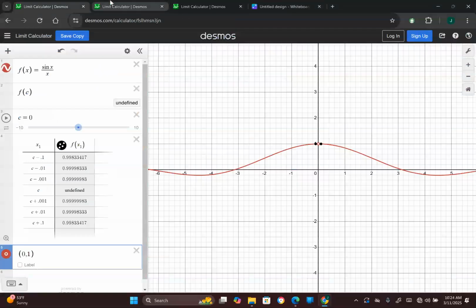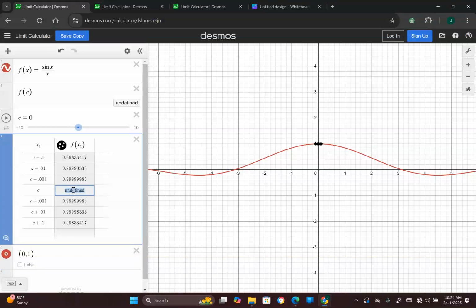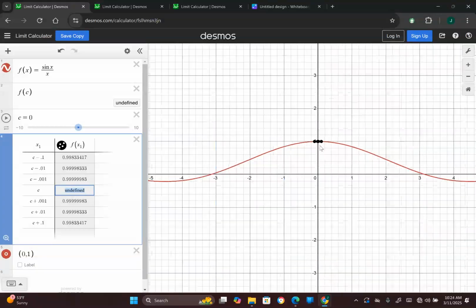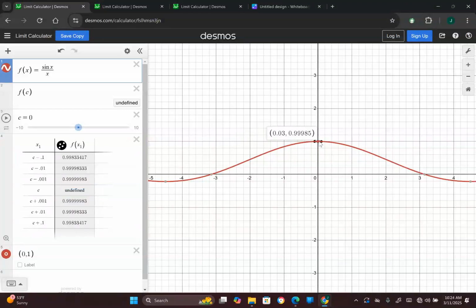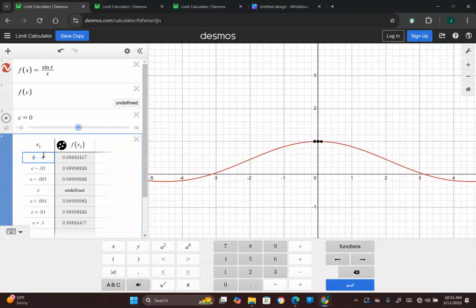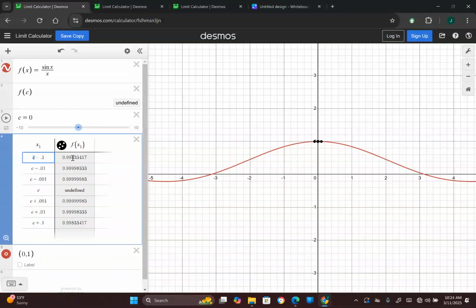Okay, we're going to take a look at the table here, and you'll notice c is given to be 0. If I plug in 0, I'm going to get undefined. And if you looked at the graph, you would see there is nothing right there. There's nothing at 0. But if I start on the left-hand side and I take 0 minus 0.1, I get 0.998. If I go a 100th of a unit to the left, I get 0.9999. Wow. If I go a 1,000th of a unit to the left, I get 0.99999. Wow, this is getting really close to what number? It looks to me like it's getting really close to 1.